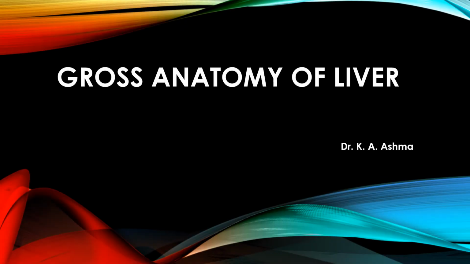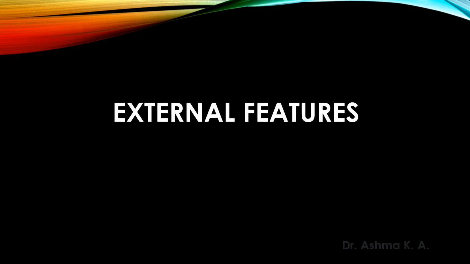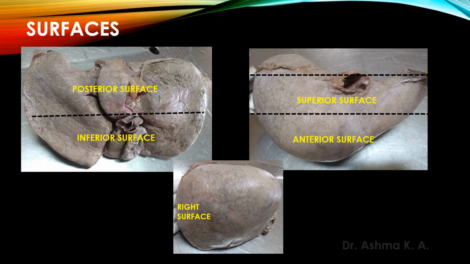This video is about the gross anatomy of liver as a discussion topic for dissection. Let's see about the external features of the liver. The liver has 5 surfaces. These are anterior surface, posterior surface, superior surface, inferior surface and the right surface.